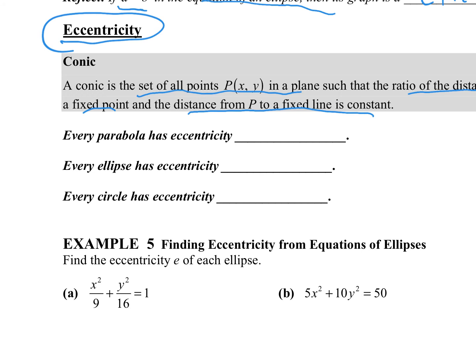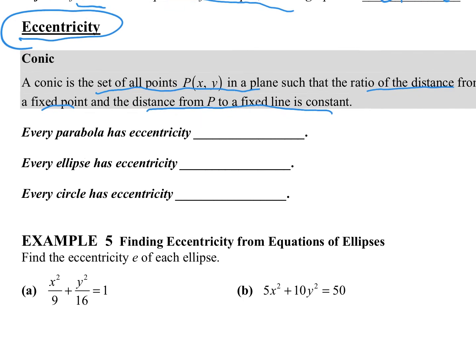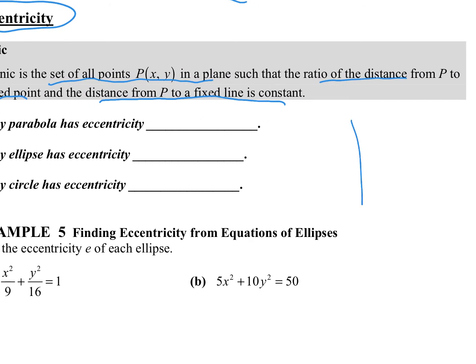Every parabola has eccentricity. Well, we know if we had a parabola in terms of the conic section, we already know that the fixed point is called the focus point. It's inside. It has that focus point up here, and it has a fixed line the same distance apart. We call that the directrix, remember? Focus and directrix. And so, by definition, these two distances are always the same.